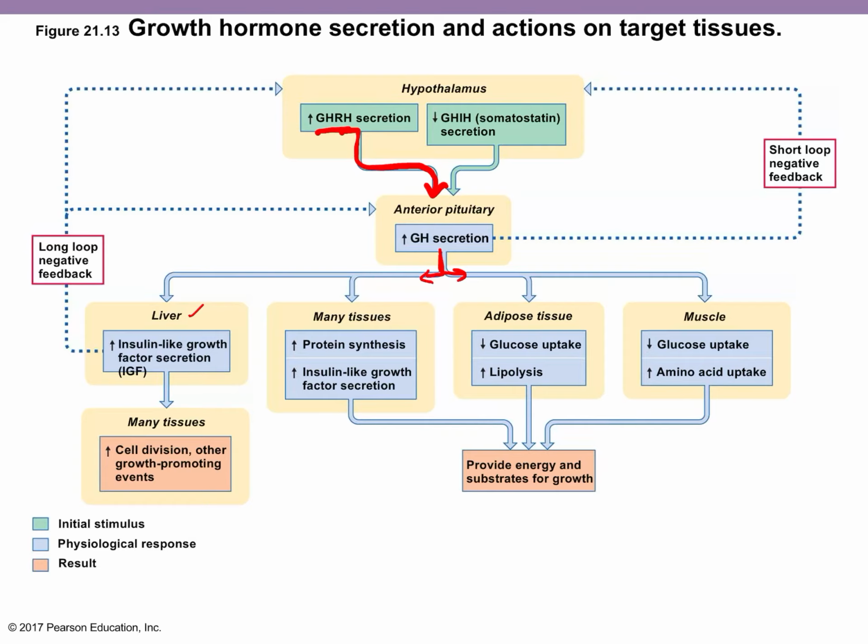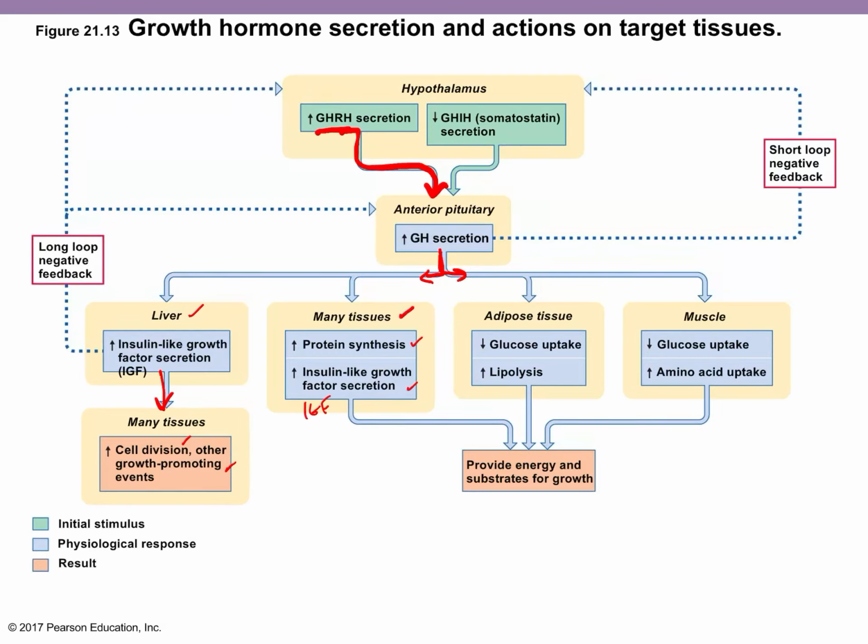The insulin-like growth factor, they call it insulin-like because the structure of it is like insulin, but it's not, and it has nothing really overlapping with insulin, except for growth. So insulin-like growth factors will help many tissues increase cell division, right? Make more cells, increase cell number, and other growth promoting events. So IGF, made by the liver. Growth hormone, other tissues will increase protein synthesis and also increase insulin-like growth factor.